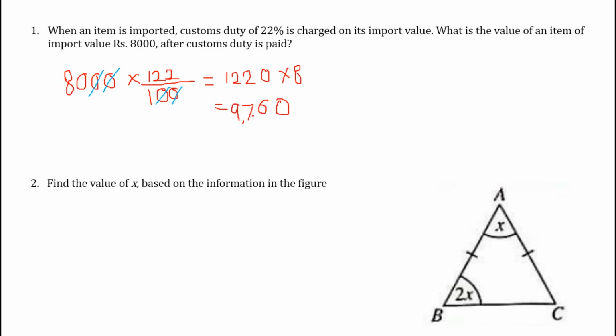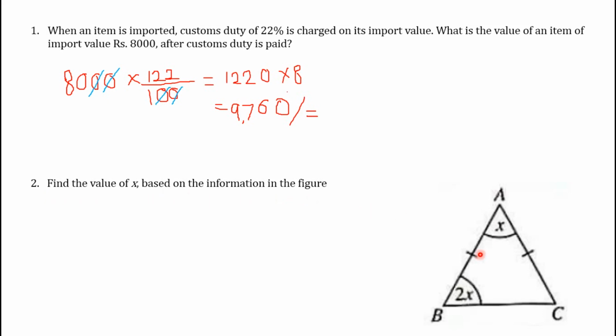The value will be 9760 rupees. So that shows 1760 is charged for the custom duty and 8000 is the value of the item. So total value of that item after the custom duty is paid will be 9760. Question number 2. Find the value of x based on the information given in the figure.